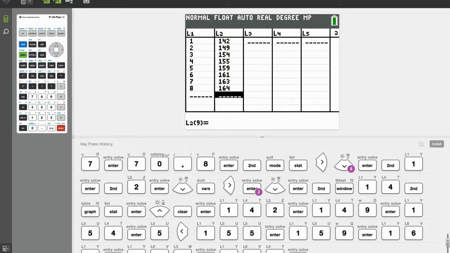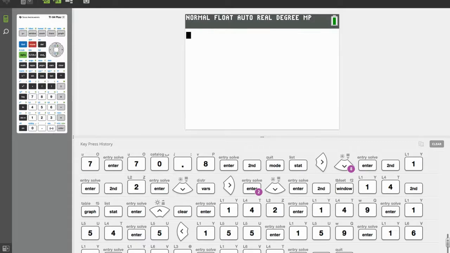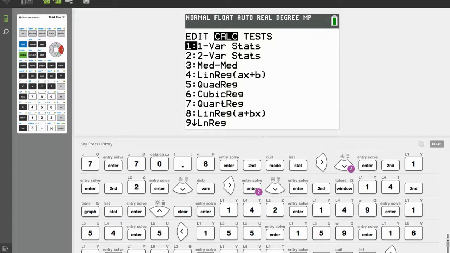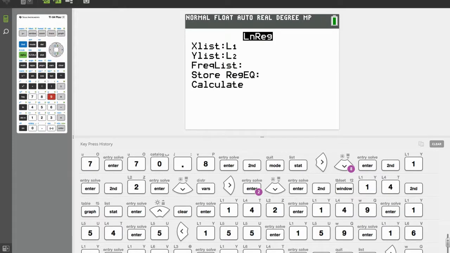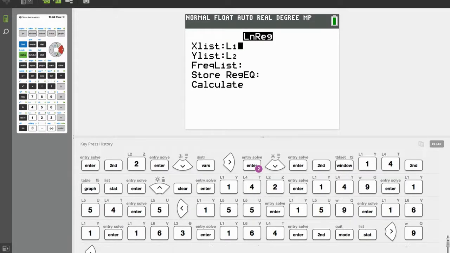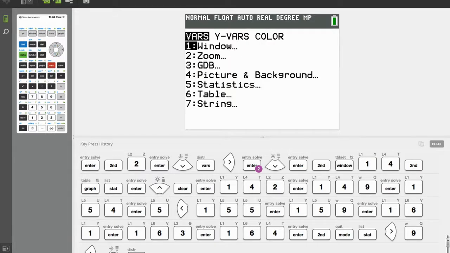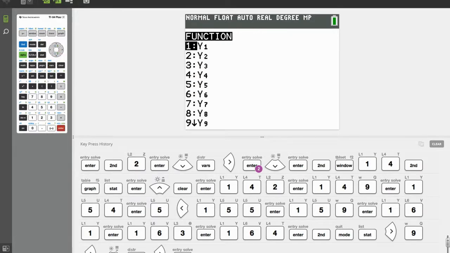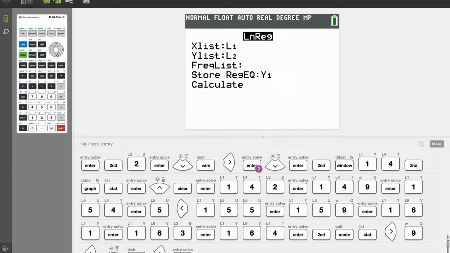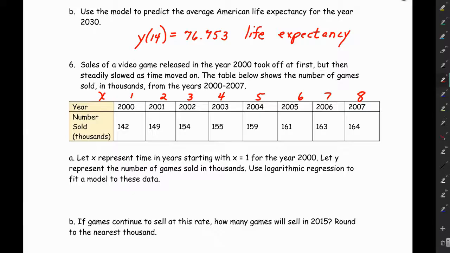Once I have my data entered, this time we're being asked to find a logarithmic model, so we're going to go to Stat Calc. We're going to choose number 9. We're going to store the equation. Again, vars, y-vars, enter, enter. I'm going to do calculate. We'll write that model down without rounding.